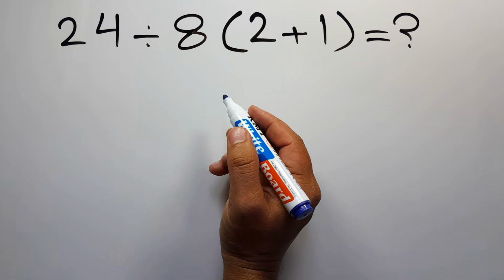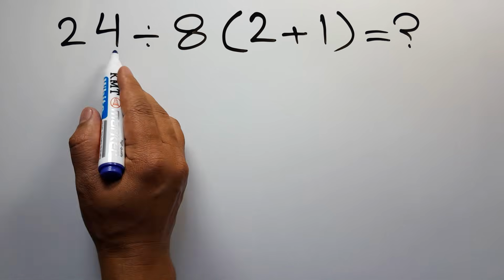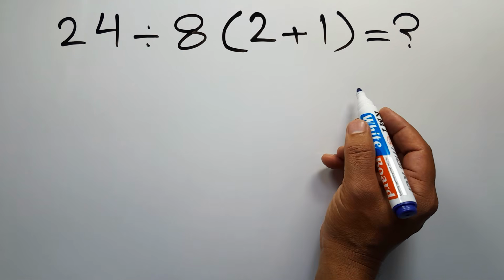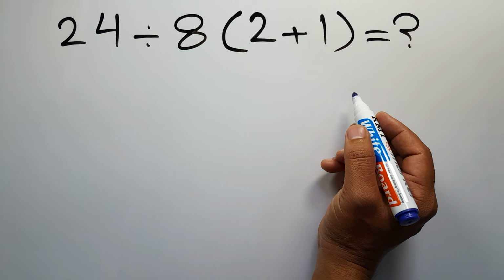In this video, we want to find the value of this expression: 24 divided by 8, then times (2 plus 1). Are you ready to solve? Let's go ahead and get started.